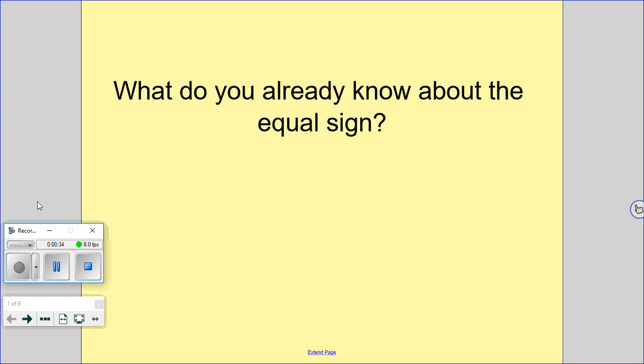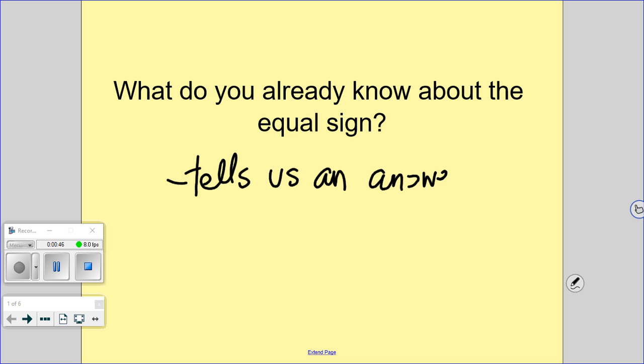Grayson, what do you know about the equal sign? It tells you what the answer is. Okay, so a lot of times our equal sign tells us an answer. We're going to be working today where that is not the case, but in your K2 world, usually our equal sign was a signal that our answer was coming up.